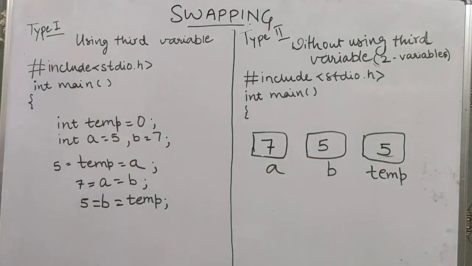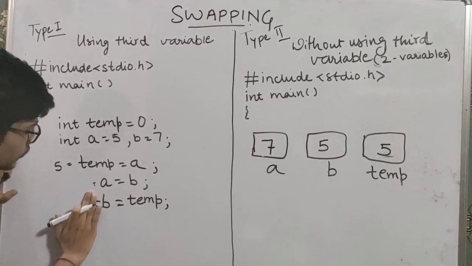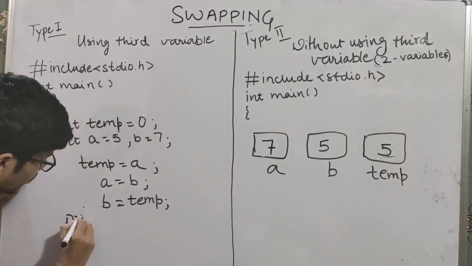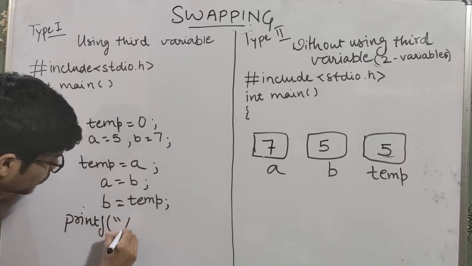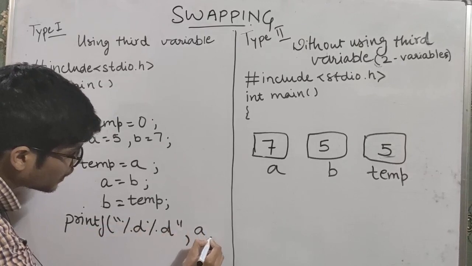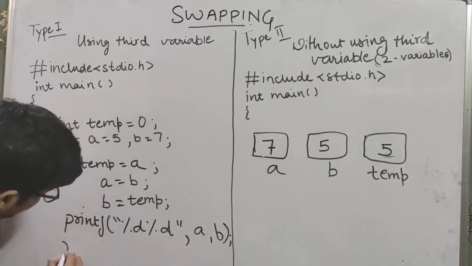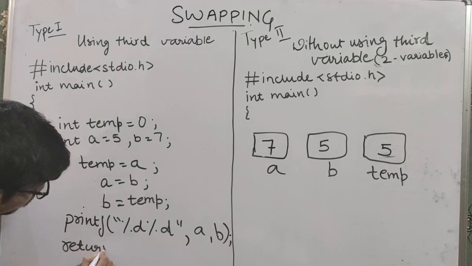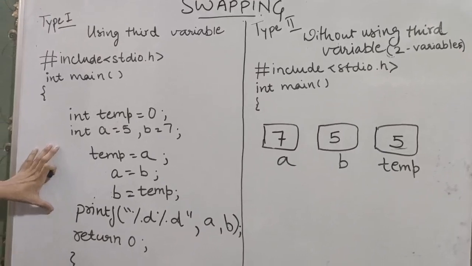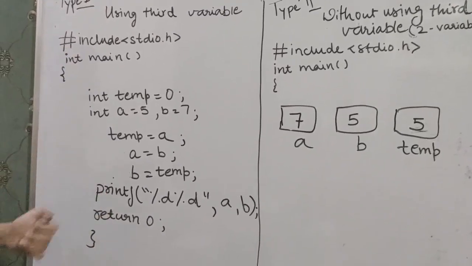And what is the value of temp now? It is 5 only, temp is just needed for that interchanging of A and B. We don't have to keep it. So you can remove this now, as you have understood the scenario, and you can print printf %d, comma A, comma B. As we are having main as integer type, we are returning 0, and this is how you can swap the values from A to B and B to A.